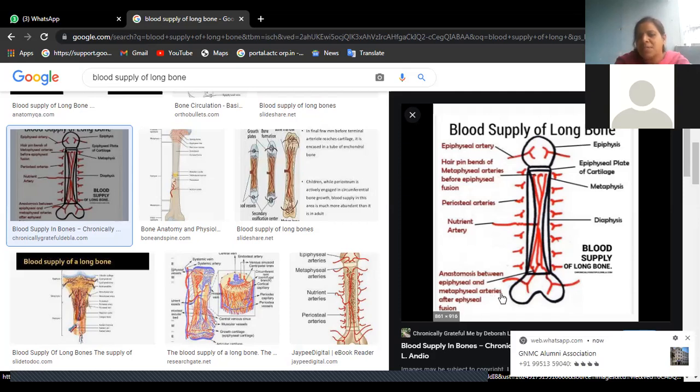after epiphyseal fusion. If you draw this well labeled diagram and write the points in your own words also, it is more than enough. This picture is very good. You can take a photograph of this picture. Okay.